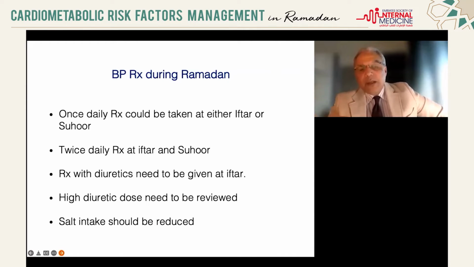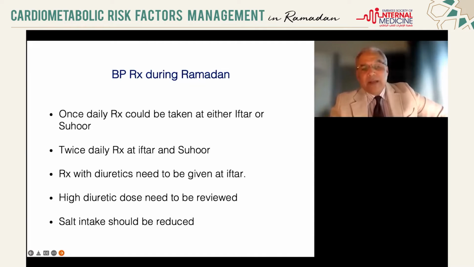Diuretics, of course, many patients with treatment for hypertension are on diuretics, such as thiazide-like or non-thiazide-like diuretics. And this ideally needs to be avoided during the fasting hours to avoid excessive thirst. So it's a balance between what time is the iftar, what time the patient will go to bed, and a balance of giving the right dose. Now, for people on high dose of diuretics, perhaps we need to review whether they are fit to fast or not, and the dose needs to be reduced.